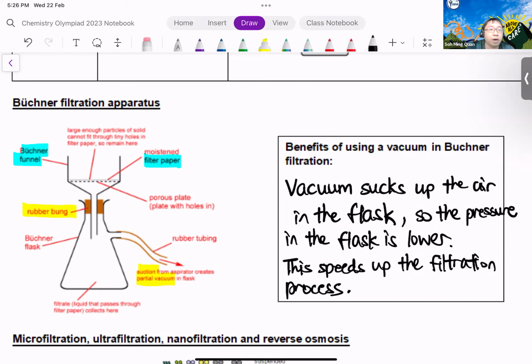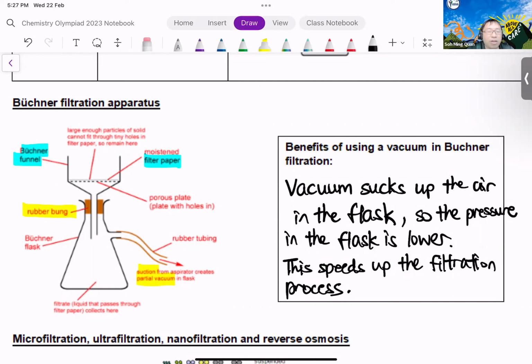Okay, we need to do this very often because we cannot afford to wait like 3 hours in order to filter, say, 500 ml of a mixture. If you do 500 ml in our school lab, you may need 3 hours because the liquid, the filtrate, flows through very, very slowly. All right. So a Buchner funnel and a Buchner filtration apparatus allows you to speed up this process. You could reasonably filter 500 ml of a mixture within, say, 15 minutes.